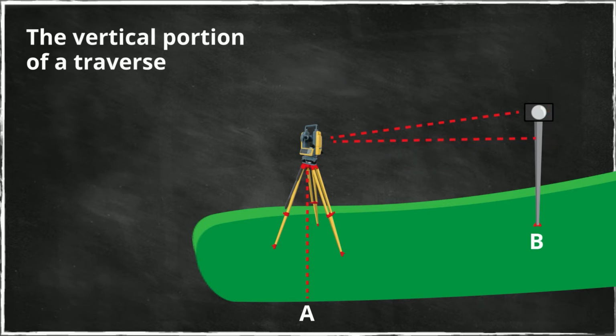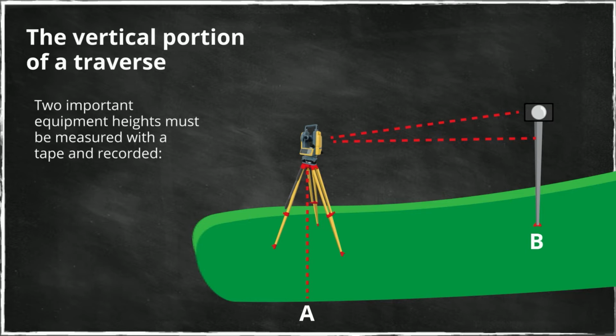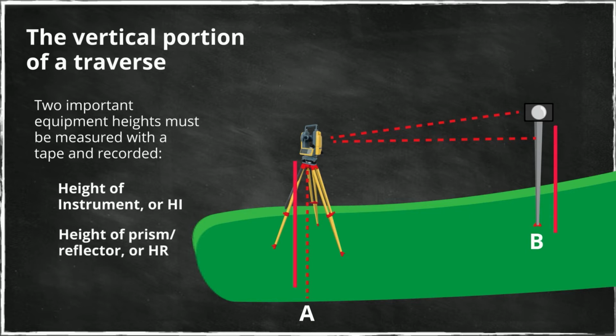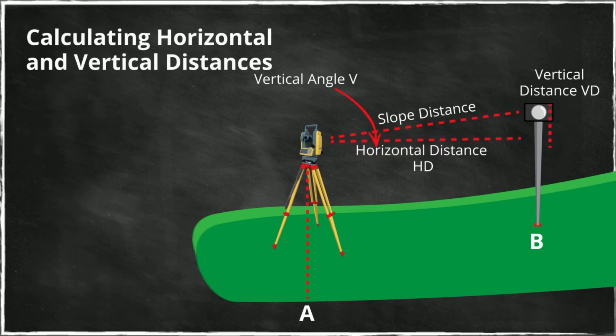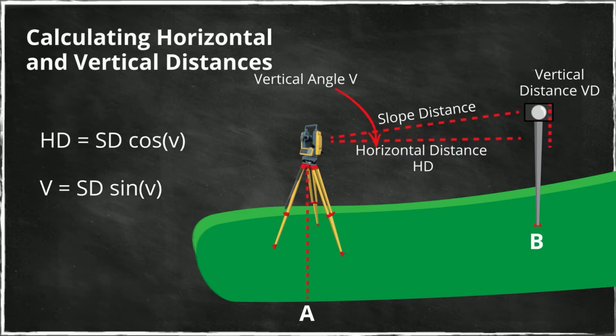Something that should never be overlooked is something that we need to add, and that is that it is very important that every time you have an instrument set up, you measure the height of instrument with a tape. At the same time, you measure the height of the reflector with a tape, because we're going to use that. You might not be able to calculate everything if you forget to make that measurement. So how do you calculate the horizontal distance? That is simply the slope distance times the cosine of this vertical angle. And the vertical distance is simply the slope distance times the sine of the vertical angle.